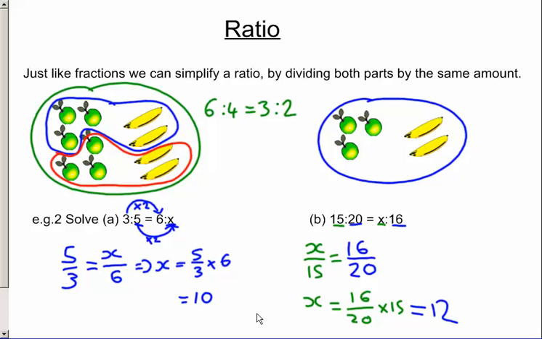The other way we could have done that was to simplify this ratio, and we would have got 3 to 4, and that is equal to x to 16. Then 4 to 16 we times by 4, so 3 to x, we also have to times by 4, which gets us to the same 12.